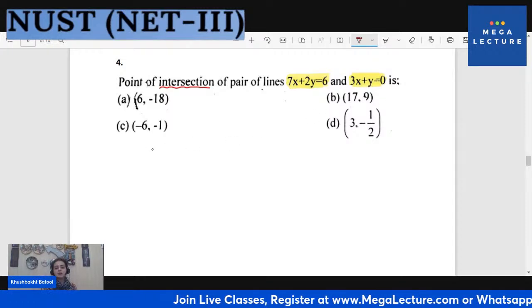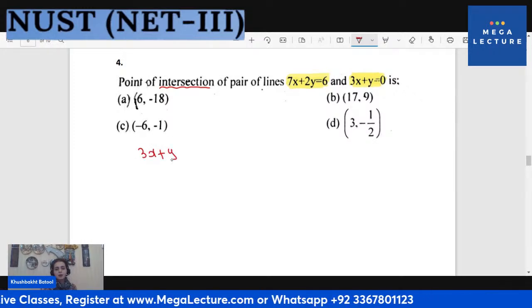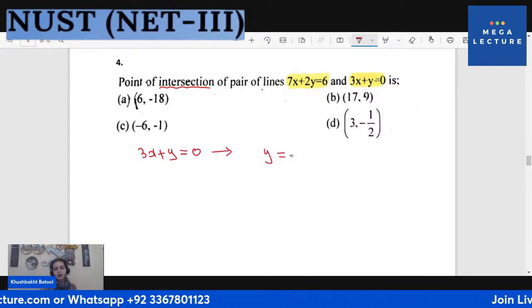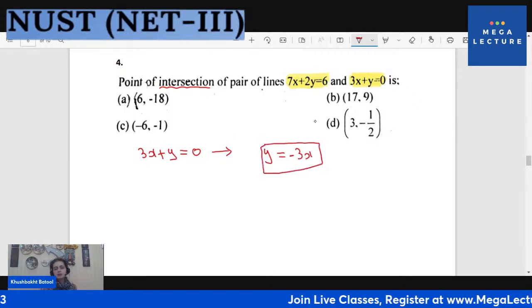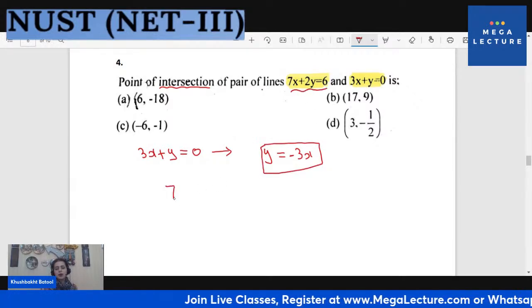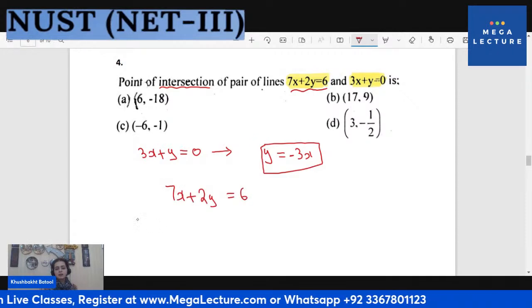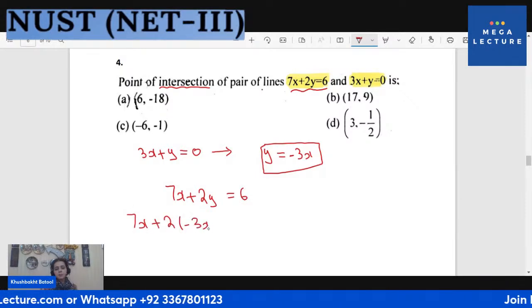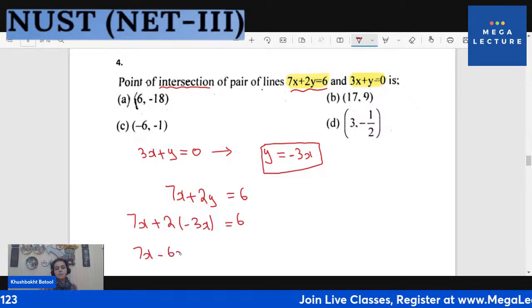So I can use 3x plus y equals 0. This is going to give me y equals minus 3x. I am going to use this in this equation. So I have 7x plus 2y equals 6. It would become 7x plus 2 times minus 3x equals 6. 7x minus 6x equals 6.